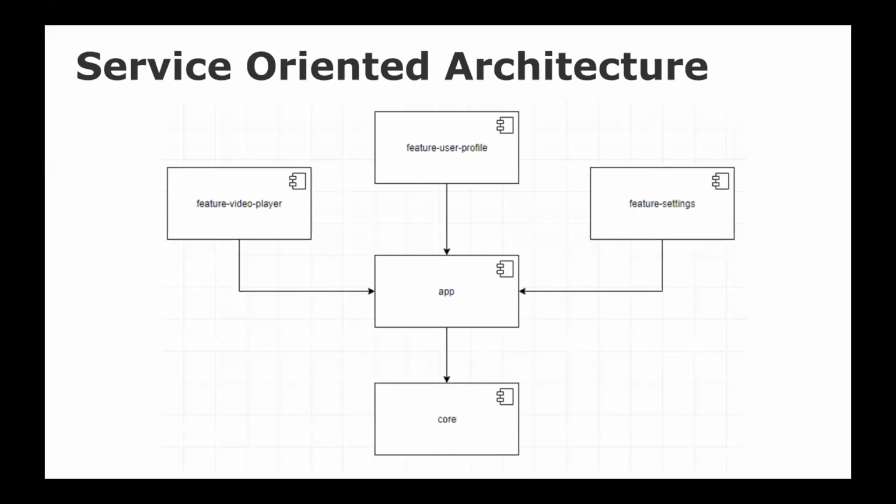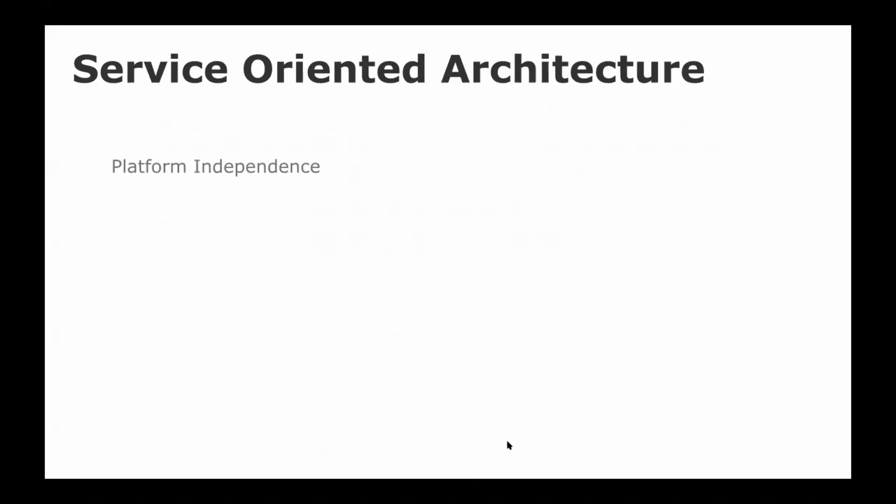If we talk about the diagrammatic representation, in the form of a mobile application, you have an app module and you have different modules. Like you might have heard about a dynamic representation. There is a video player which plugs into the app. There is a user profile. There is a feature settings.